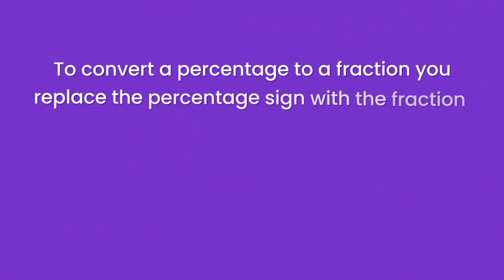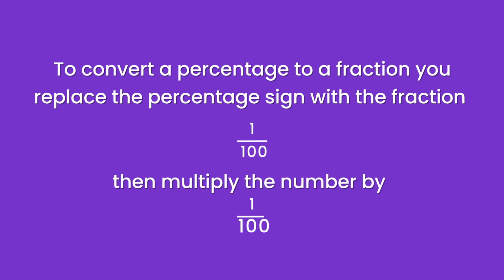To convert a percentage to a fraction, you replace the percentage sign with the fraction 1 over 100. Then multiply the number by 1 over 100.